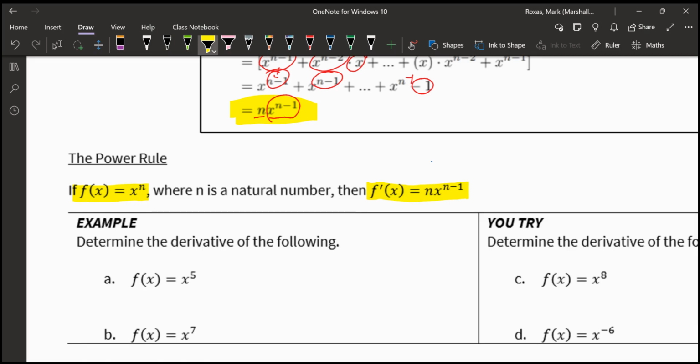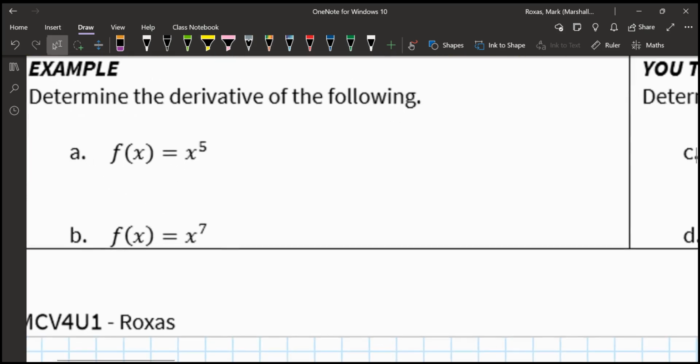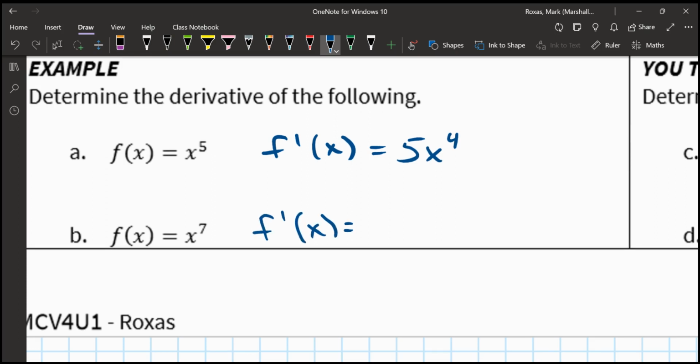Okay, so determine the derivative of the following. X to the power of 5, its derivative would just be bring the exponent to the front times x, reduce the exponent by 1, make that a 4. 5x to the power of 4. For f of x equals x to the power of 7, its derivative, bring the 7 to the front, and then we have x to the power of 6.